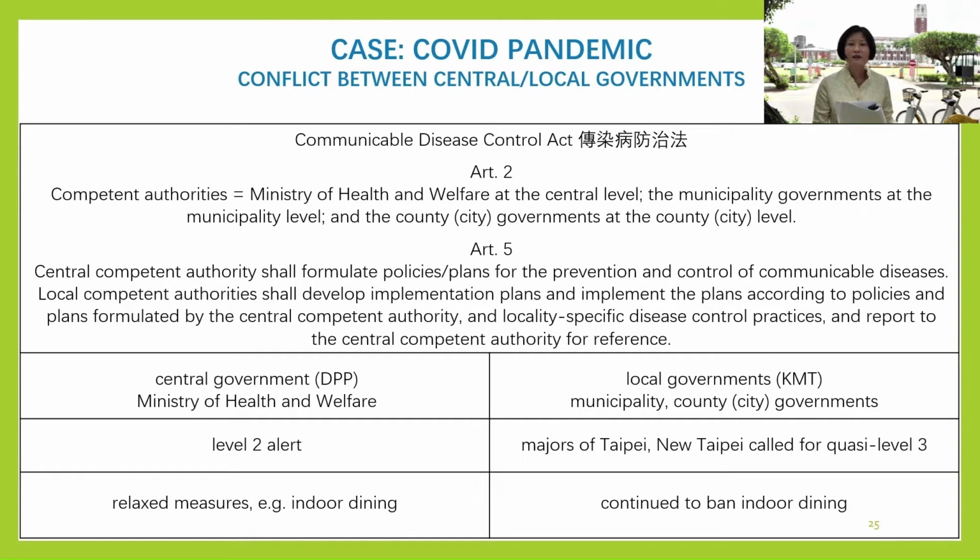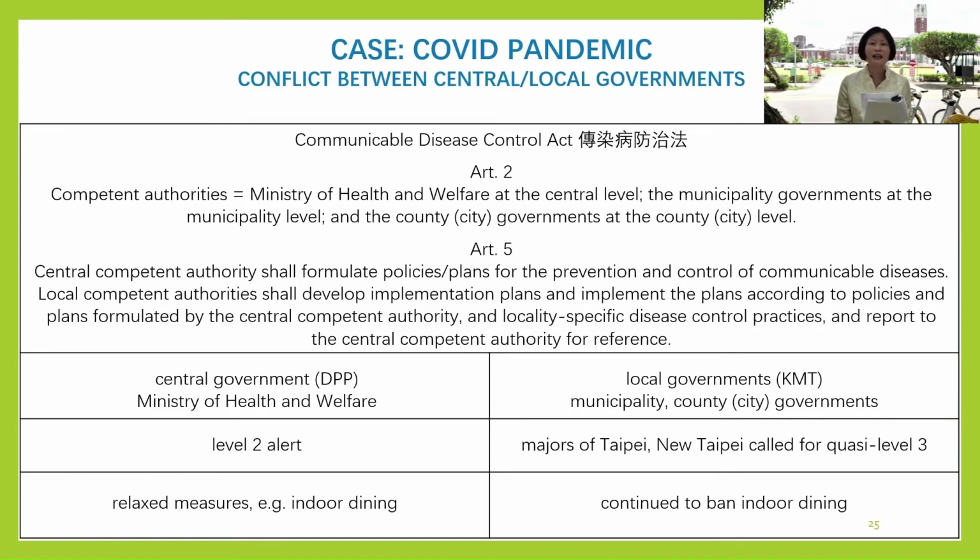They formulate the policies. For example, last year when the pandemic broke out also in Taiwan, the central government issued a level 2 alert. What was the reaction of the local government? For example, in Taipei, the mayor of Taipei and the mayor of New Taipei City are from a different party. The central government is dominated by the DPP, and the local governments in these two cases, the KMT or other opposition parties, had a different opinion. So they were calling for a quasi level 3.